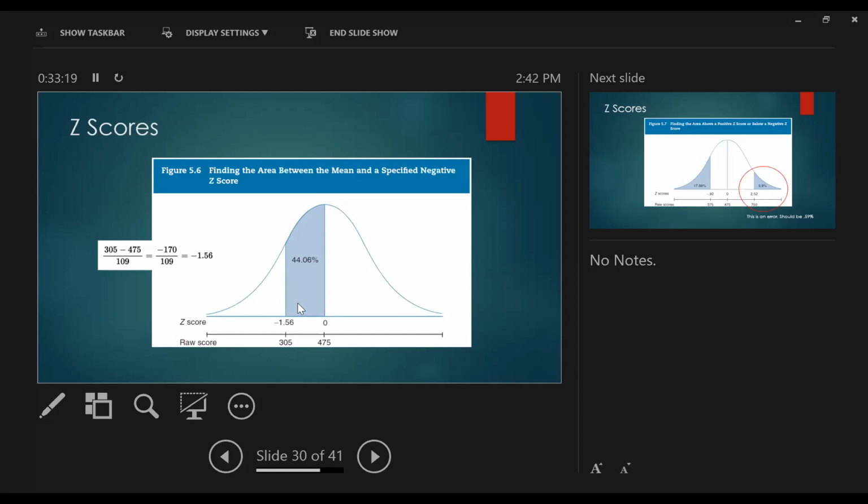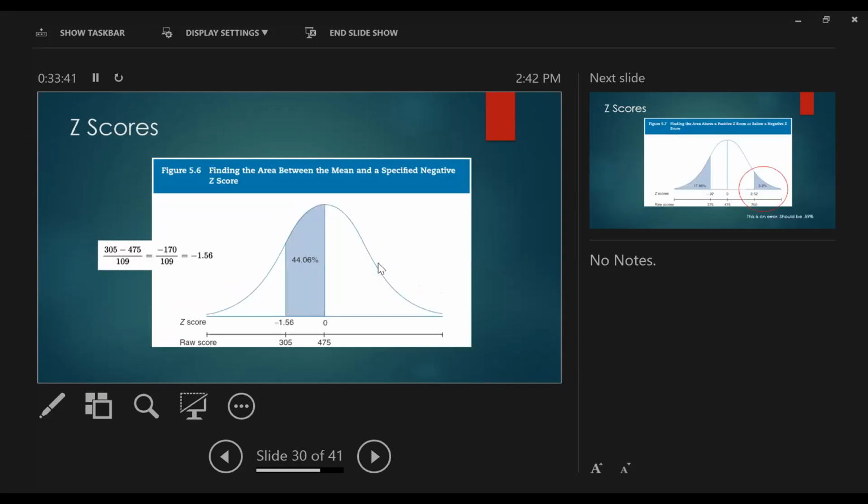Now I can plug that into my graph because again, with a z-score, the mean is 0. That would be the 475 score. And then the z-score here is negative 1.56. Here's the 305. So I would go back into my chart and figure this out.